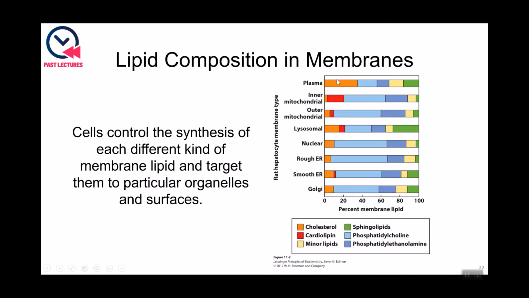So the image is just showing you on the right the different membranes found within a rat liver cell, and you can see that there's probably about 35% cholesterol at the plasma membrane, whereas in mitochondrial membranes we barely have any. You don't have to memorize these numbers, but just appreciate that there can be different compositions depending on which organelle or membrane you're looking at.